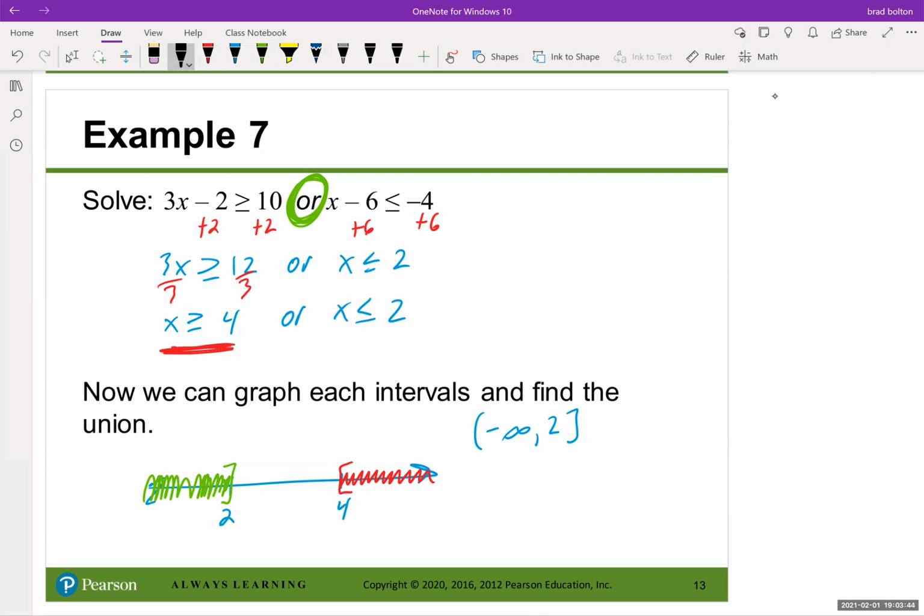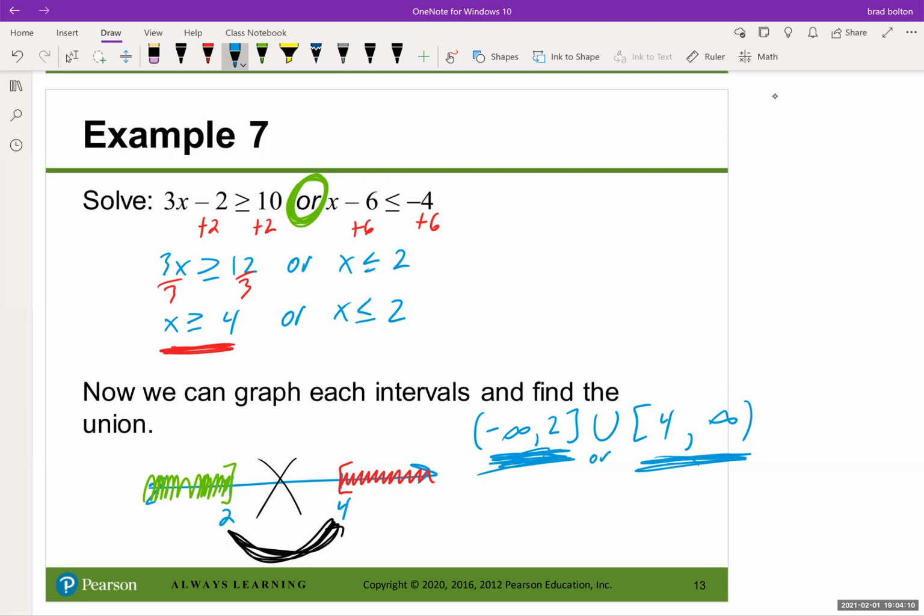Now notice right here, there's nothing, right? There's no shading, so we don't count that. And we had to jump over to this one. So what I normally do is I think of this as a union. I'm going to join these two sets. I want to say both of them are correct. So I'm going to put a union here, and then I'm going to start at 4 again, and then go to positive infinity. Okay. So that means if I pick a number from here or here, remember this is the word or, it will be true in the original compound inequality.